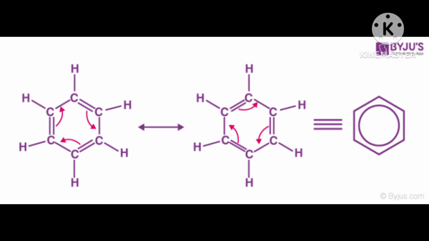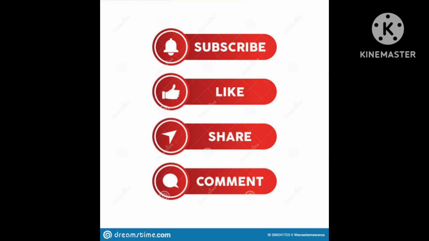This I have told you, and now I am stopping here. Today I have discussed only resonance structures. Next class I will discuss the resonance effect, electromeric effect, and hyperconjugation. Three effects I will discuss.